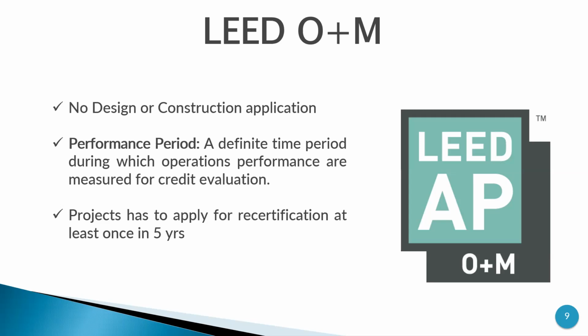When I say I am achieving certain savings, then based on that performance, you will be getting the number of points. Projects have to apply for recertification at least once in 5 years, because the certificate expires every 5 years. But you can reapply after every 12 months. After every 1 year, you can keep on applying again and again. Once you receive a certificate, it is valid for 5 years.